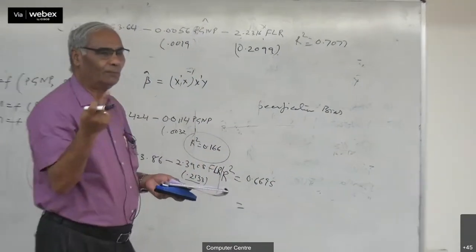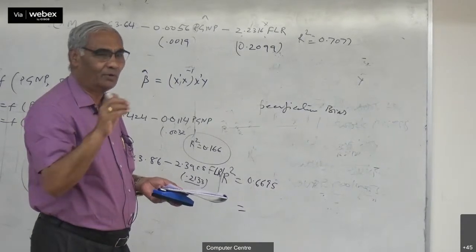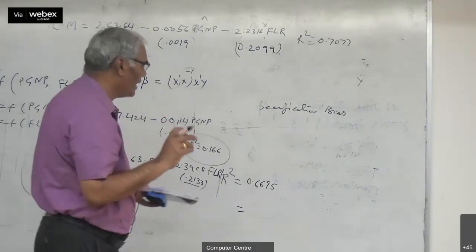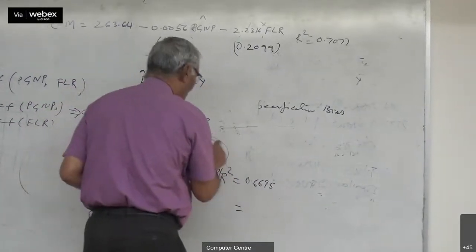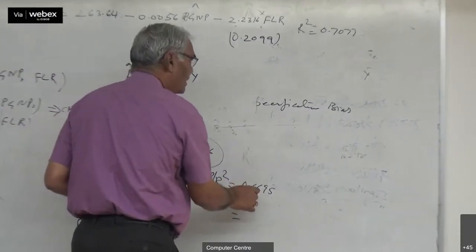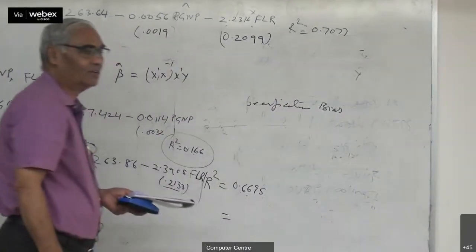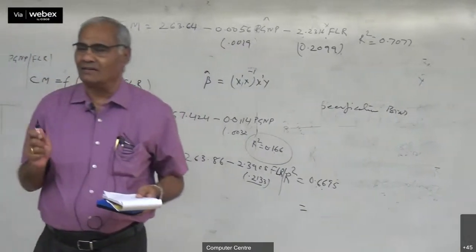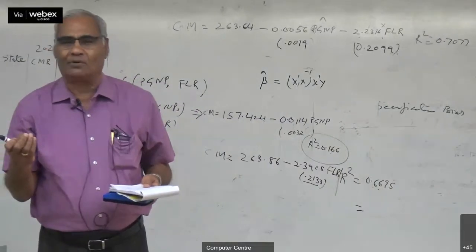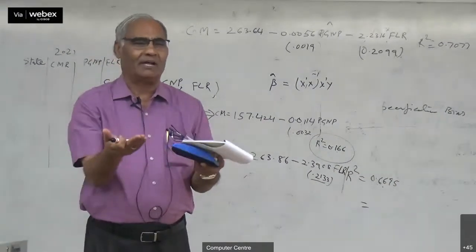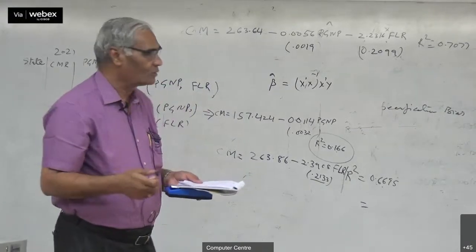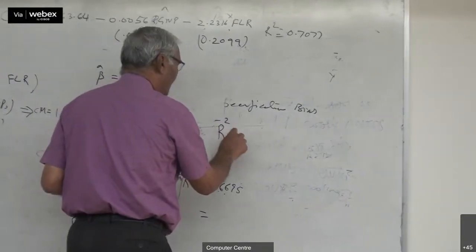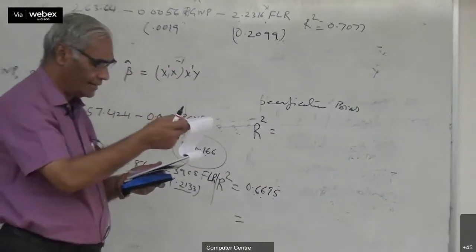Now, two important inferences. When you add one more variable, your R square is bound to increase. R square was first 0.166, then 0.66, and then it is 0.7077. So here R square is just increasing because we are adding one more variable. Therefore, in order to know this part, we have to work out R bar square, the corrected value of the R square.